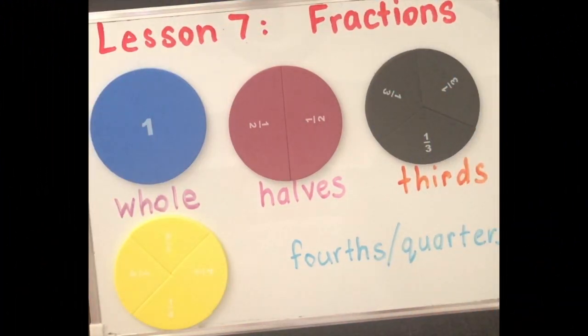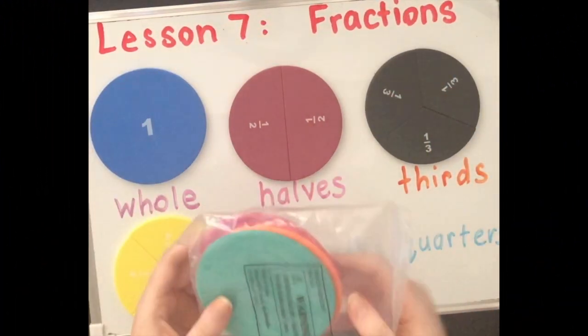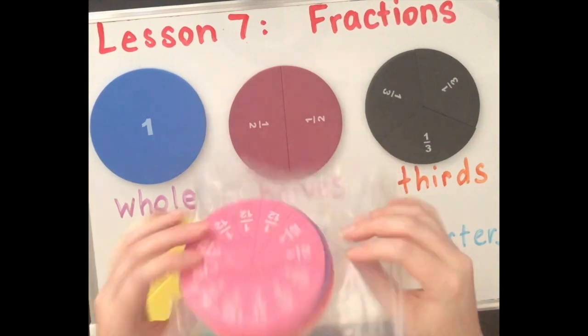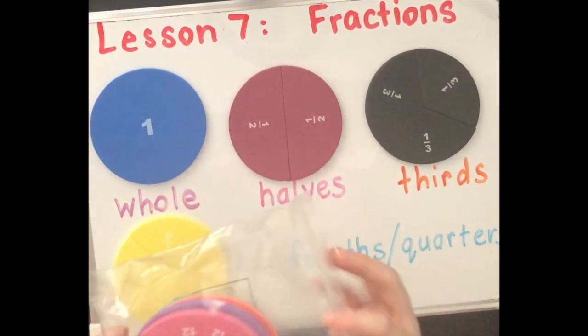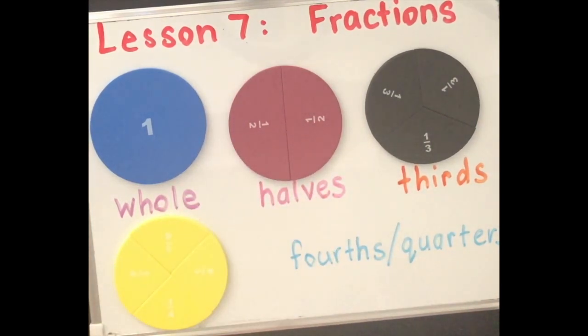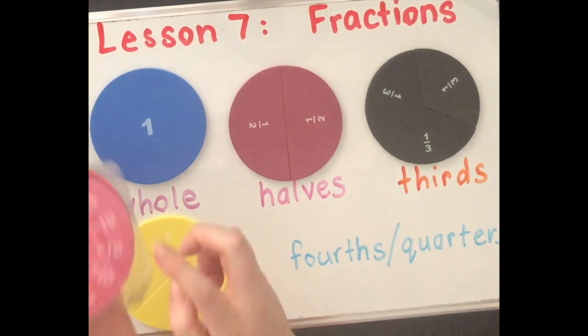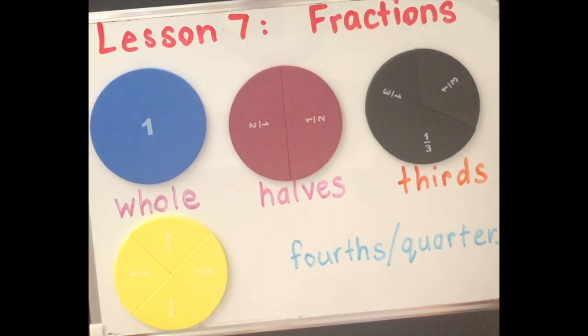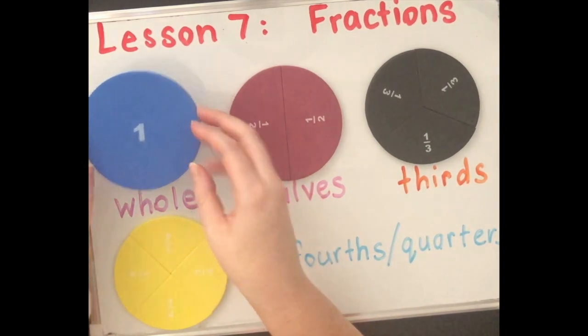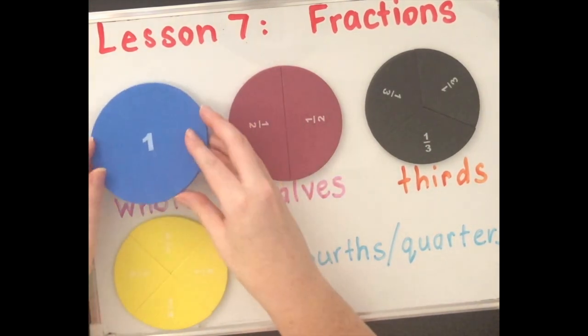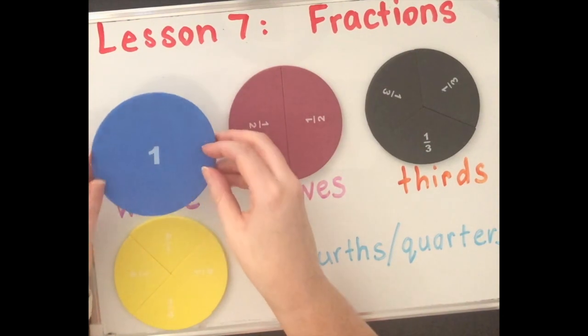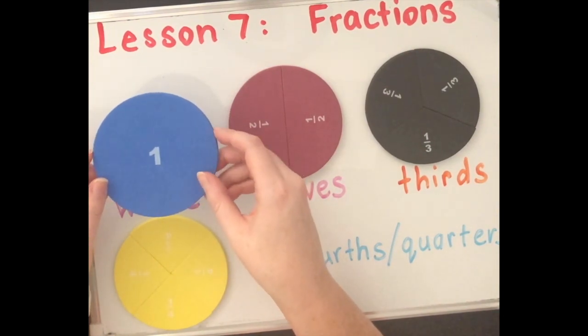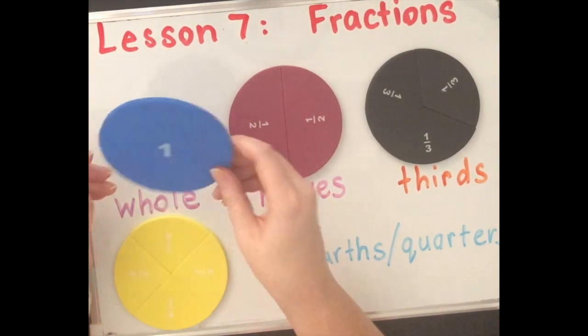In your math pack, you should find a packet of circles like this, and these circles have been split into fractions. The fractions go all the way up until 12ths, but for now we will just be learning halves, thirds and fourths. This is one whole circle. It is not split into any different pieces. It is just one piece.